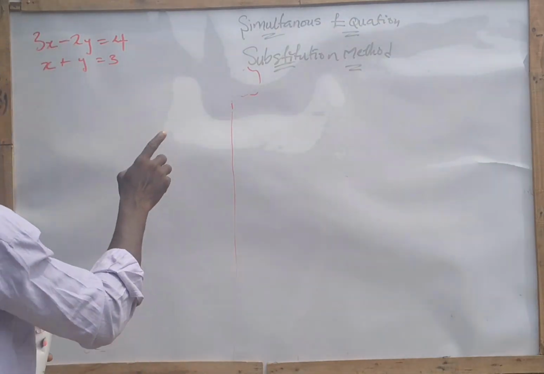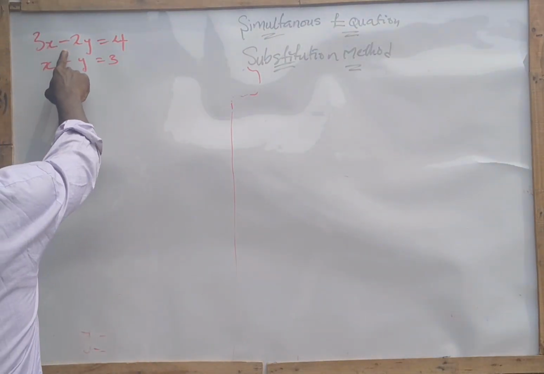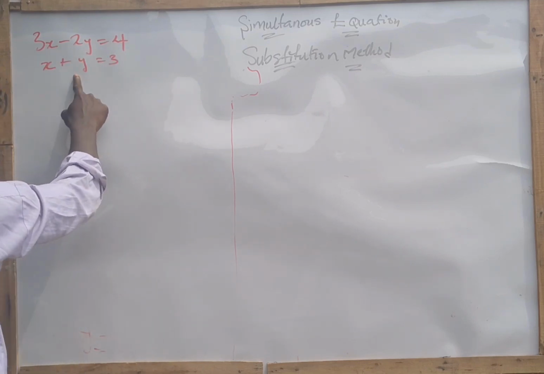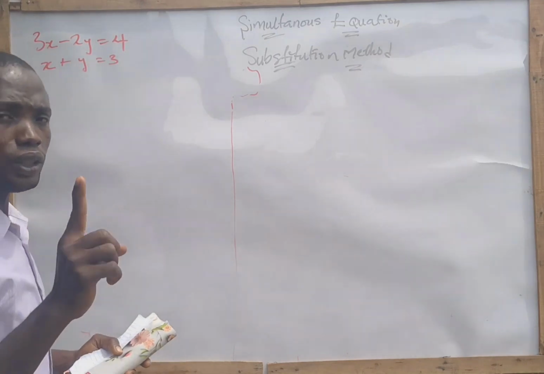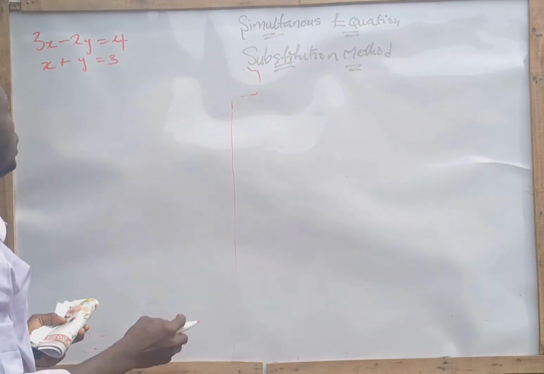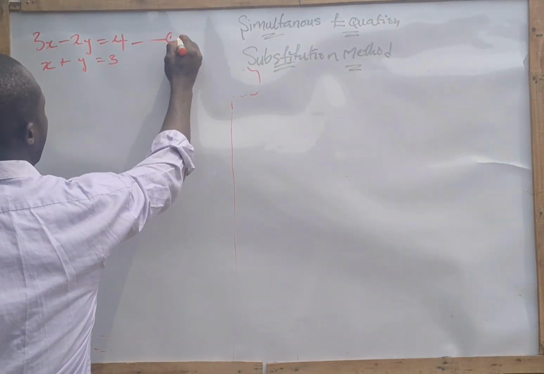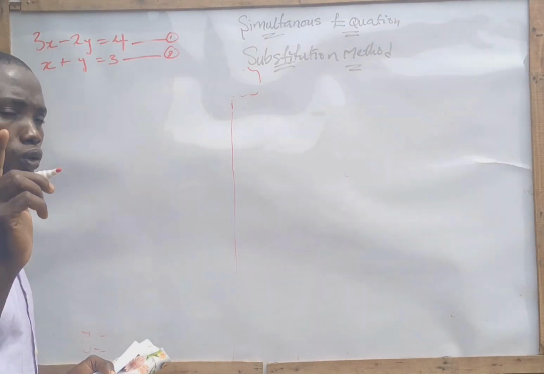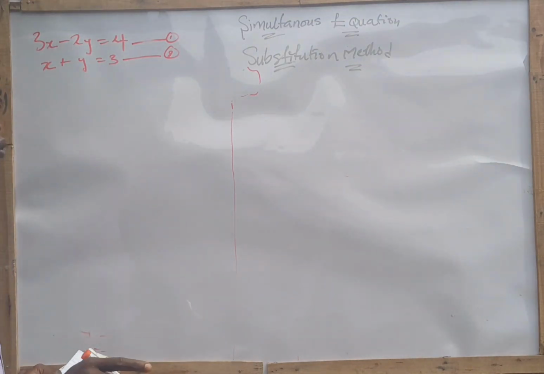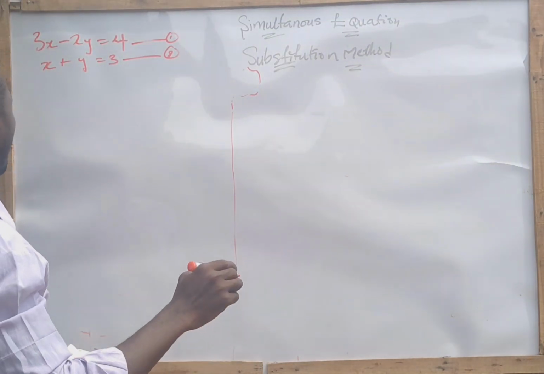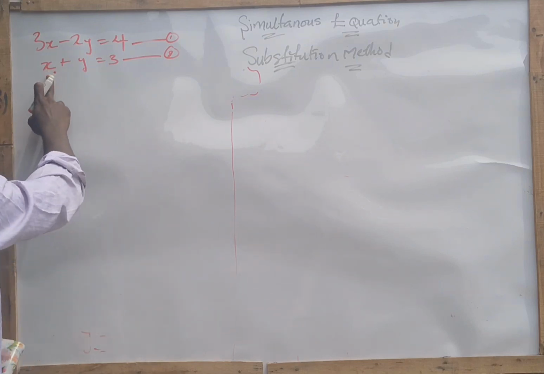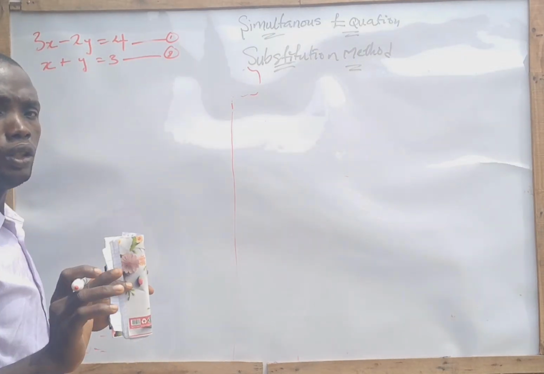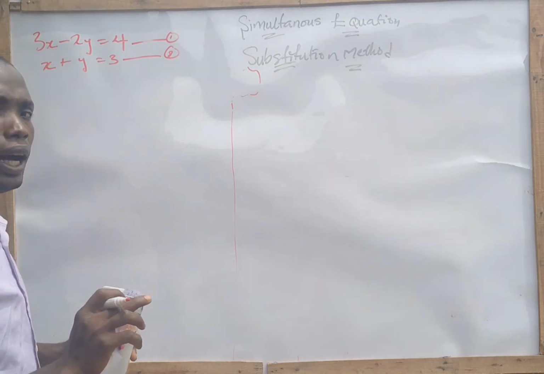So the question is: 3x minus 2y equals 4, and x plus y equals 3. The first thing you do here is name your equation. You have equation 1 and equation 2. Either you make x the subject of the formula or you make y the subject of the formula. Any one you want, you will still get the same answer.